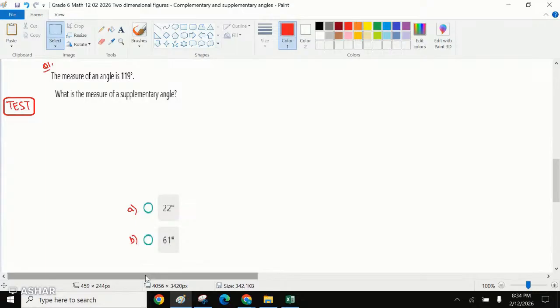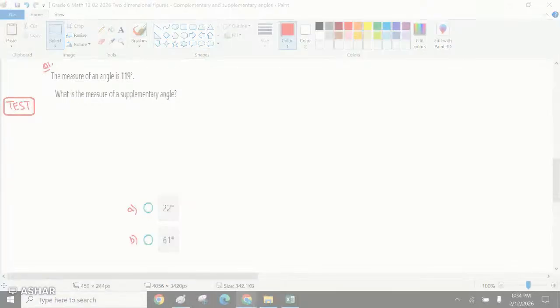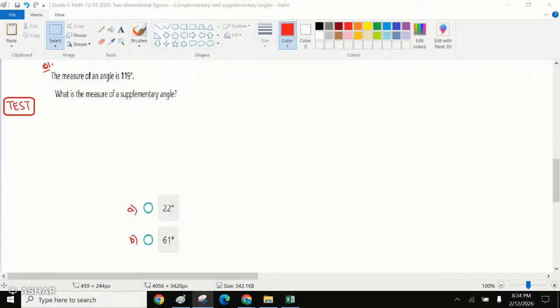So this is the first question. We need to find the supplementary angle. Very easy. I would want to know the logic as well. How did you find this? Once you give the answers, let's discuss the logic for question number 1.